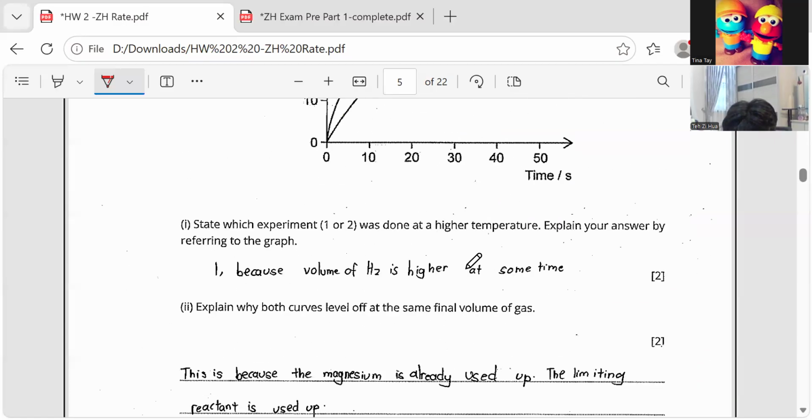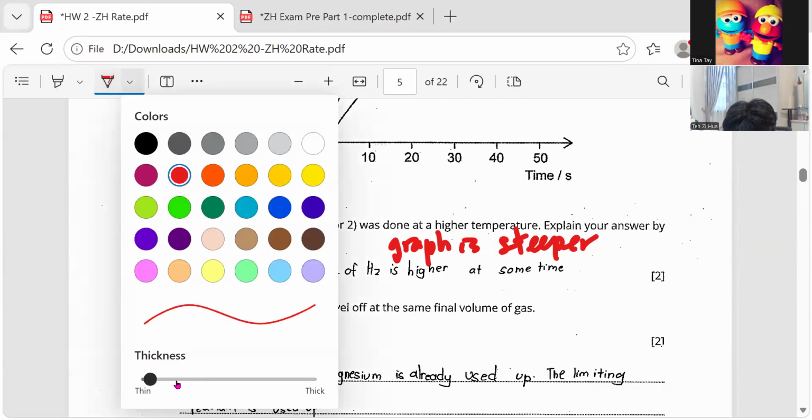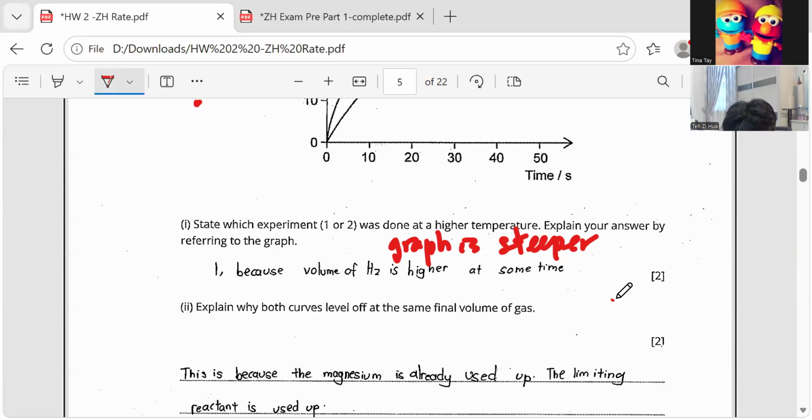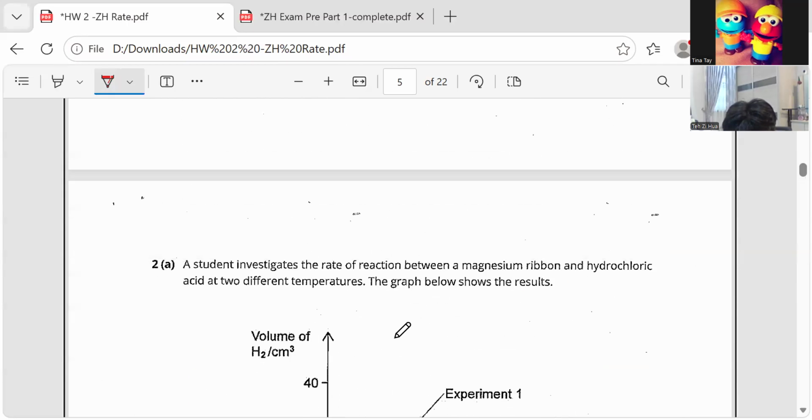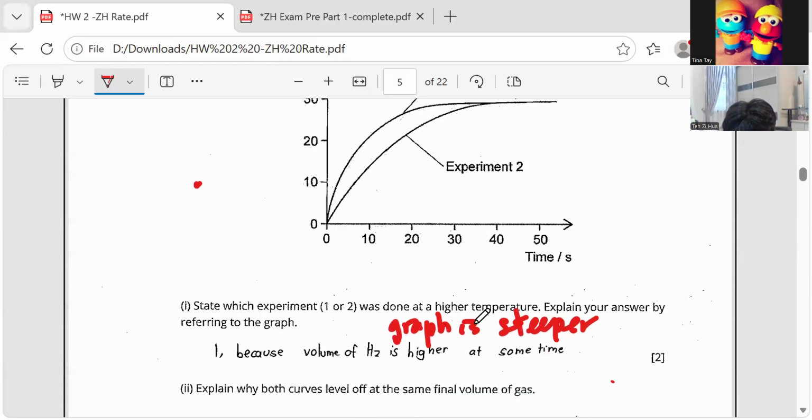Okay, so this one yes, because we say the graph is steeper or the gradient is higher. Okay? The words we use is graph is steeper or gradient is higher. No, not. How do you know what is the limiting reagent? You never say anything also.